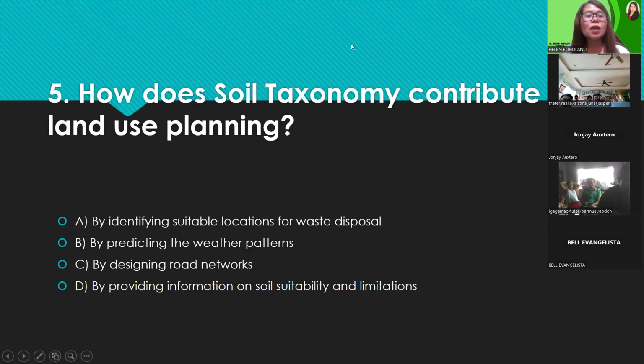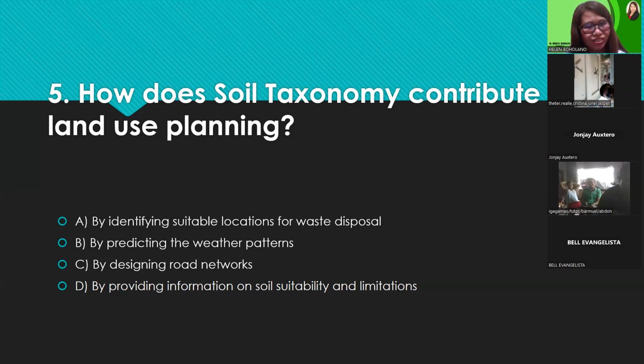5. How does taxonomy contribute to land use planning? A. Identifying suitable locations for waste disposal. B. Predicting the weather patterns. C. Designing road networks. D. Providing information on soil suitability and limitations.